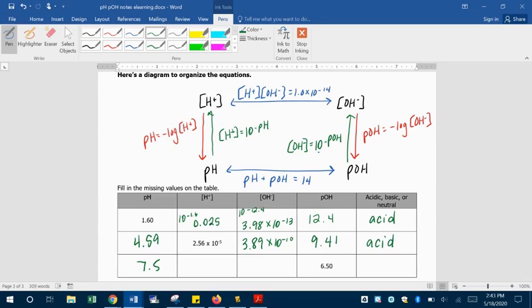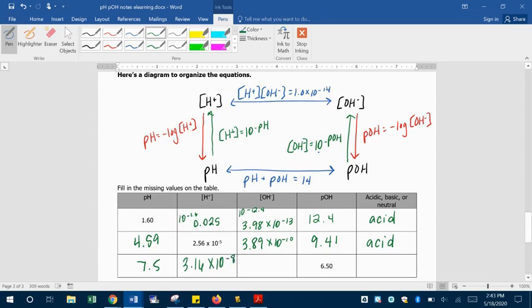Actually, no, I don't. I need to convert it to scientific notation. I get 0.0000000316. So I just need to convert that. So let me count my zeros. 1, 2, 3, 4, 5, 6, 7, 8. So I get 3.16 times 10 to the negative 8.